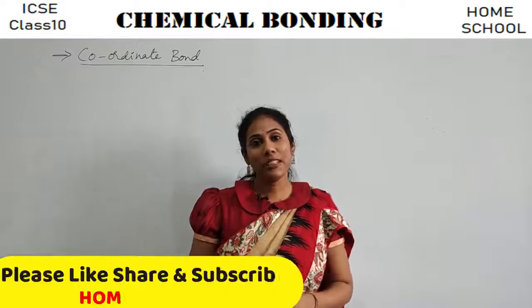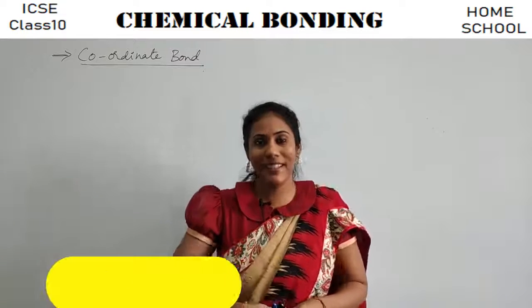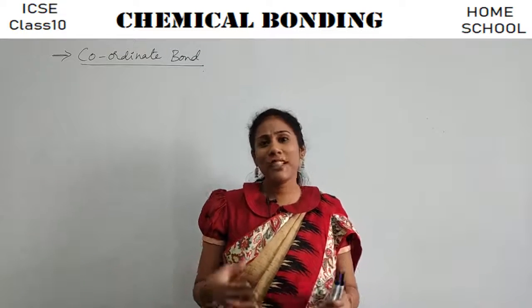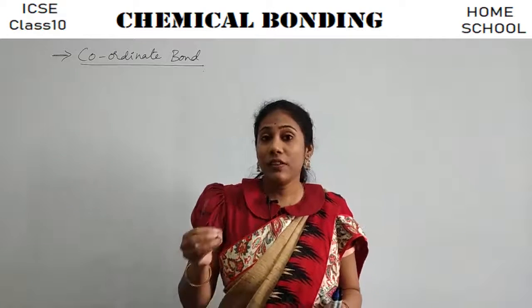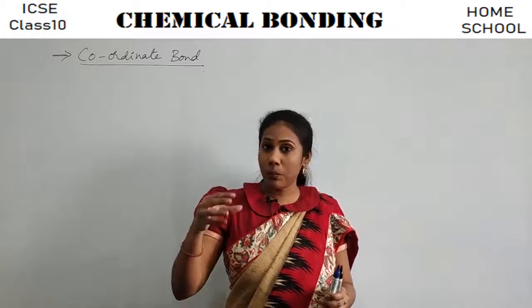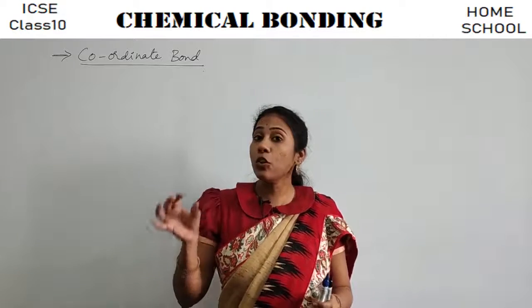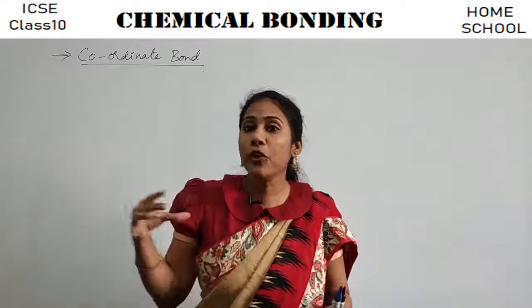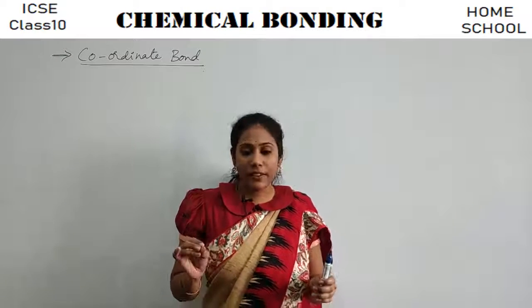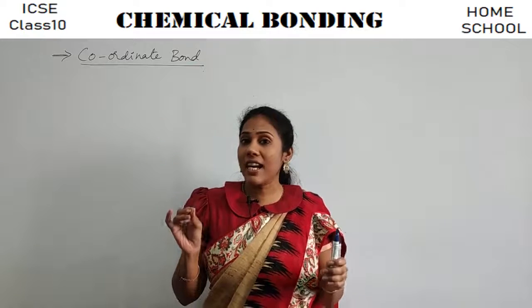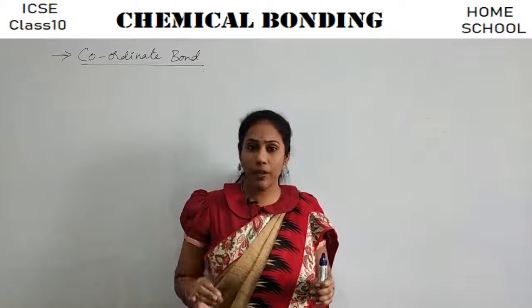We are with the chapter called Chemical Bonding of Class 10 ICSE syllabus, isn't it? And we have completed so many things in the chapter. We spoke about the basic introduction, we spoke about ionic bond, ionic compound, its properties, covalent bond, covalent compounds, types of covalent compounds, and its properties, right? And today we are going to deal with the last type of bonding in the chapter, that is coordinate bond.